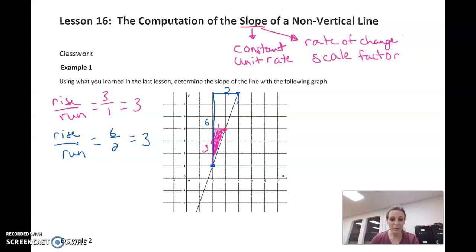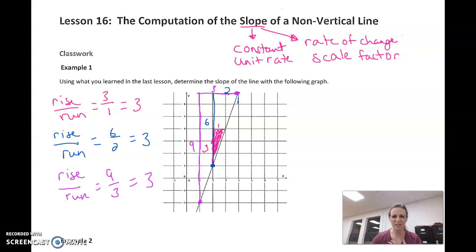Or maybe you pick this point down here and you want to go up to this point here. I'm coming up 1, 2, 3, 4, 5, 6, 7, 8, 9, and I'm going over 1, 2, 3. Well, guess what the ratio of the rise to run is when it's 9 over 3. 9 divided by 3 is 3. This is why it doesn't matter which point you pick.